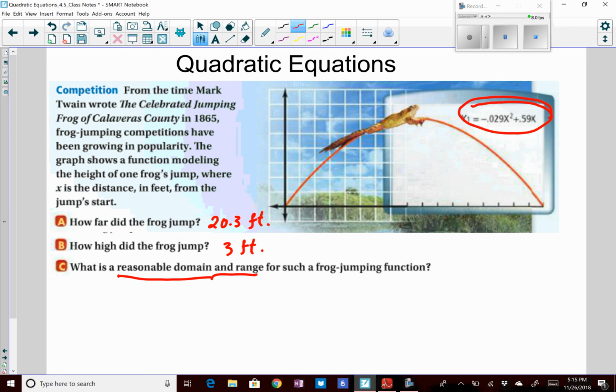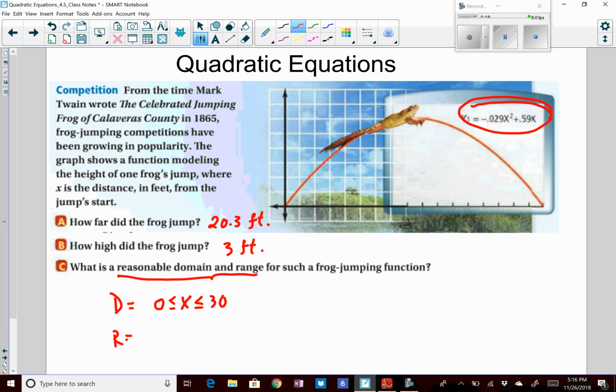So based on what we're looking at, we want to get a reasonable domain and range. So what we could say for the domain is that, well, we know that the domain is x. We could say that x is going to be greater than or equal to 0. It's going to go some distance. And this frog jumped 20.3 feet. So maybe we could say a reasonable jump might be 25 feet. We'll even give them the benefit of the doubt. We'll say, maybe there is a frog out there that could jump as far as 30 feet. So we'll say that's a pretty reasonable domain.